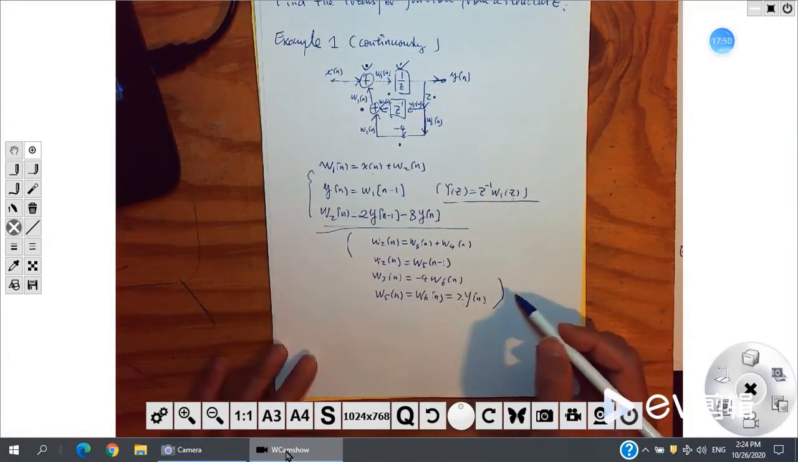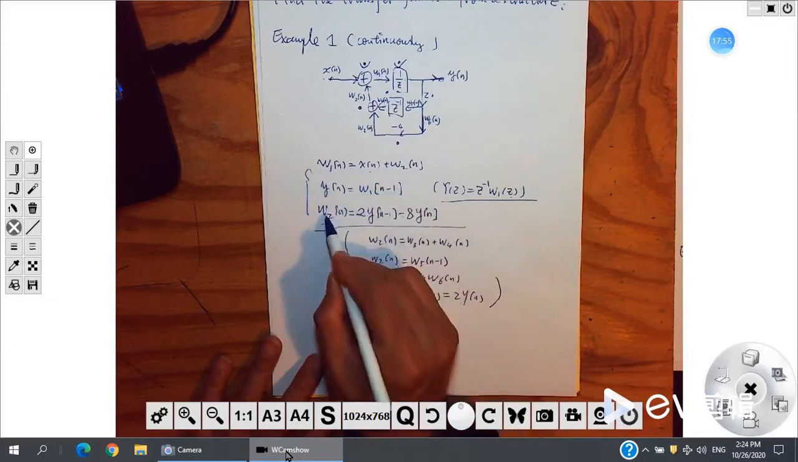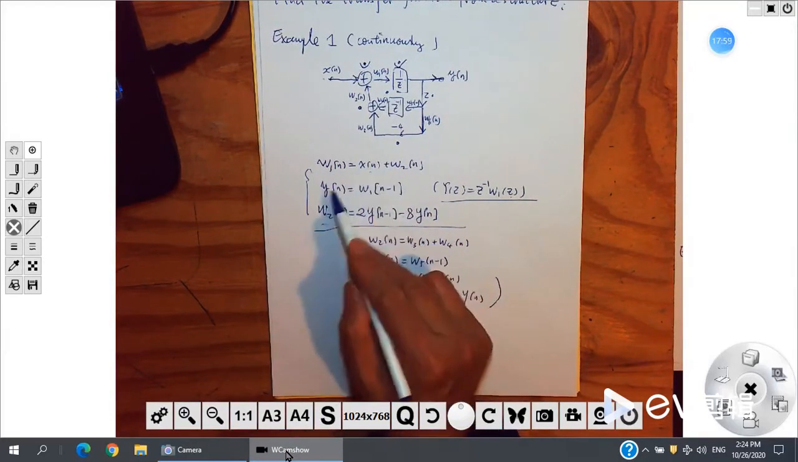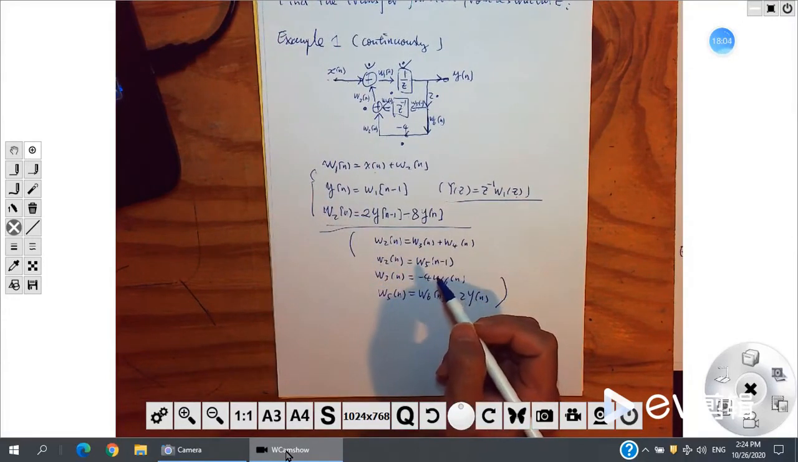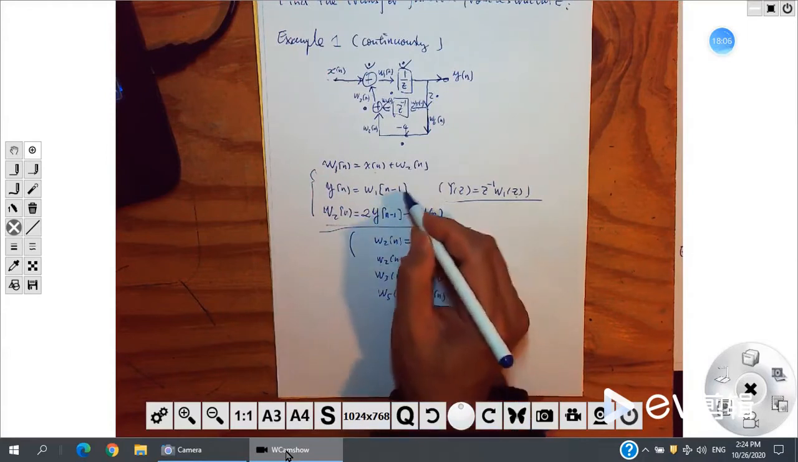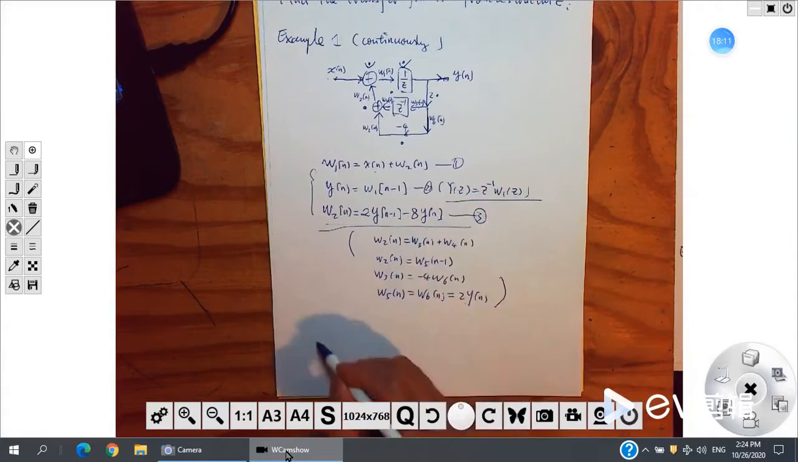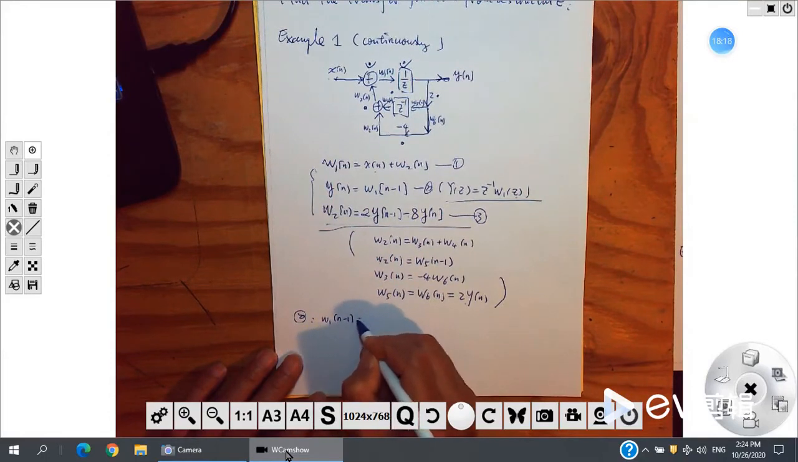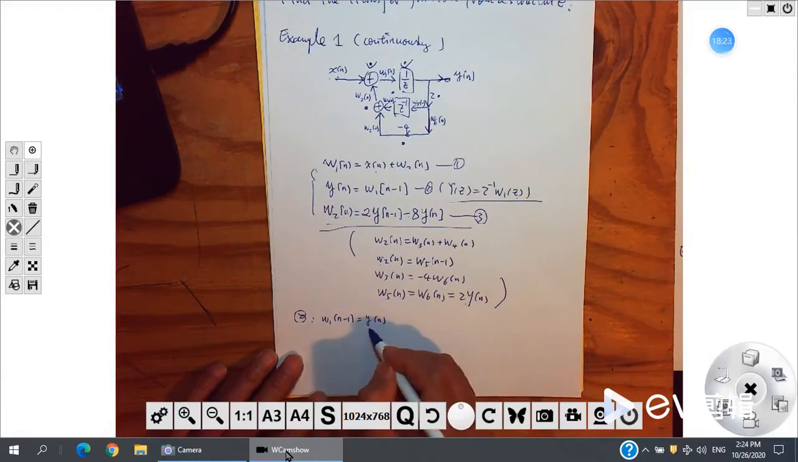Okay, now we keep working. We need to cancel those W1, W2 from these equations. We only want the equation to contain x and y. So we can replace something just by x and y. Okay, the second one, right? 1, 2, 3, right? So 2 gives us W1 of n minus 1 equal to y, right? So we can replace W1 by y.